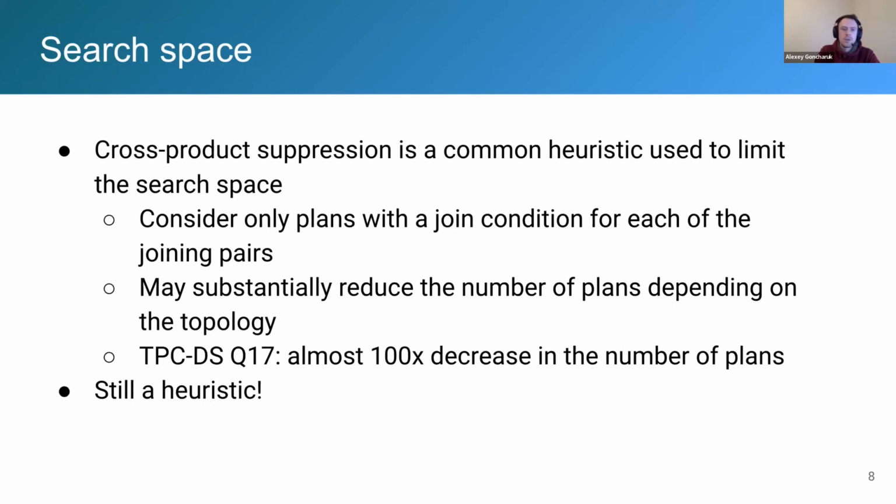And it turns out that when we remove plans with cross products and leave only plans without cross products, the number of possible plans, so essentially the search space, is reduced significantly. For example, for TPC-DS query 17, if we consider only cross-product-free plans, the search space cardinality becomes almost 100 times smaller.